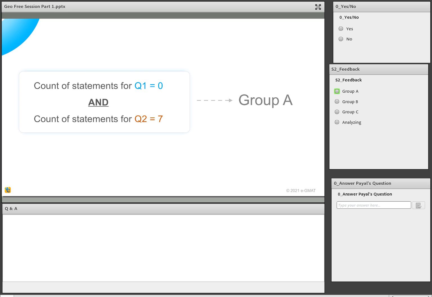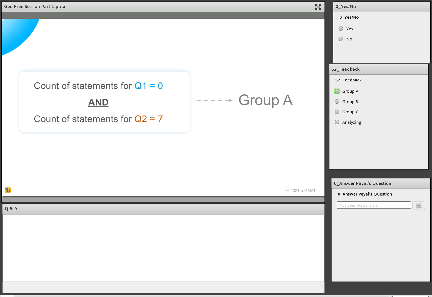If the count of statements for question 1 was 0, and it's an and condition, if the count of statements for question 2 is 7, then you fall in group A. Those of you who fall in group A, click on group A right now, and then we'll move to group B. I know it's a little complicated, but we are honing you, getting you warmed up to reading the instructions and appropriately selecting the right thing, because that's very important. Okay, all right, group A is done.